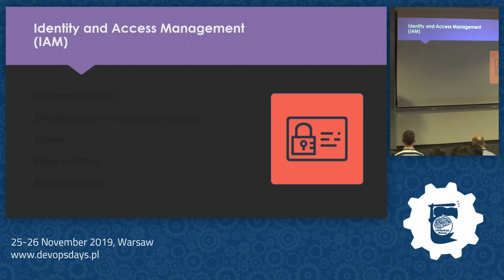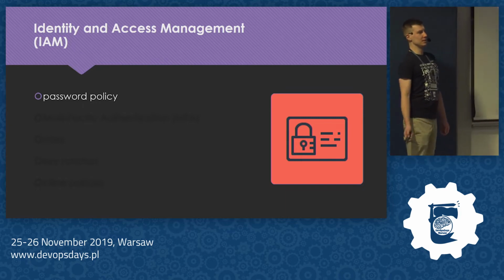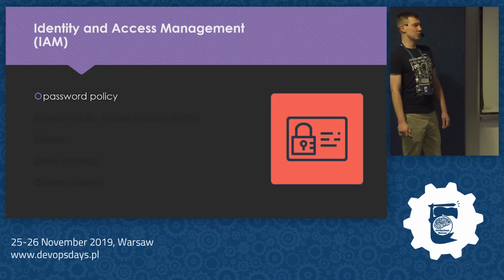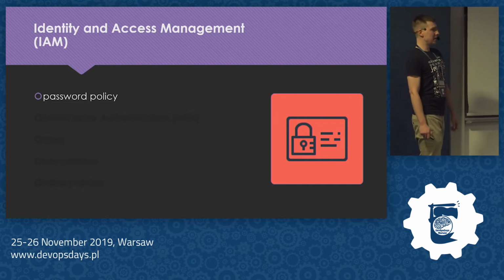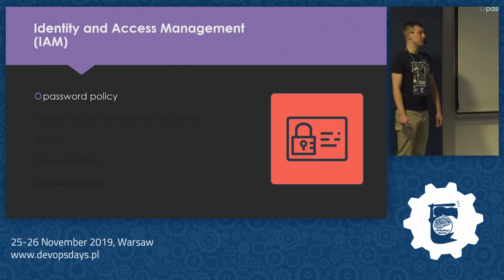So starting with Identity and Access Management Service, the type of things that may go wrong there is obviously anything that's related to password policies, either not setting a password policy at all, or if you set it, it's not good enough. It allows for too short passwords, doesn't have any concept of password complexity, and so on.